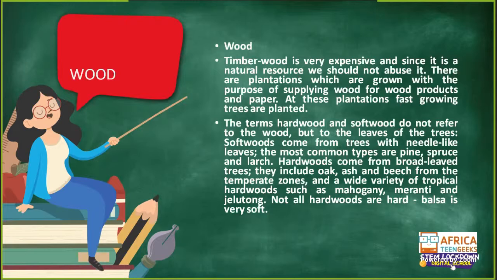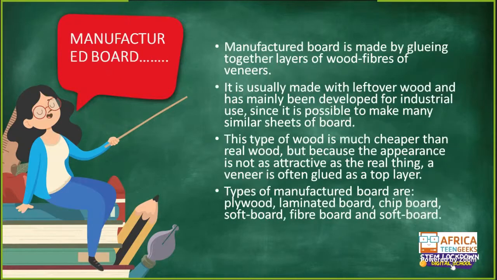The reference here is how the leaves, the texture of the leaves. Okay, now let's look at manufactured board. Because of technology, we are able to process board. Now, what is a manufactured board? A manufactured board is made by gluing together layers of wood fibers or veneers.